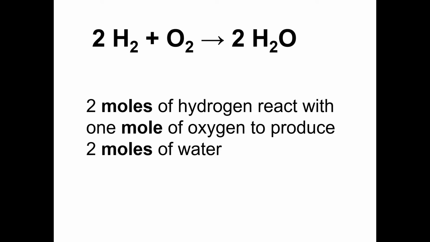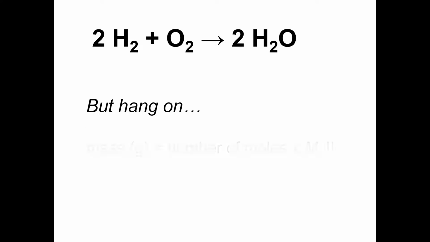So 2 times 6.02 times 10 to the power 23 molecules of hydrogen would react with 1 times 6.02 times 10 to the power 23 molecules of oxygen to produce 2 times 6.02 times 10 to the power 23 molecules of water. But by using this word moles, we can use this going forward to then do other things with this equation. And this is what we're going to look at.